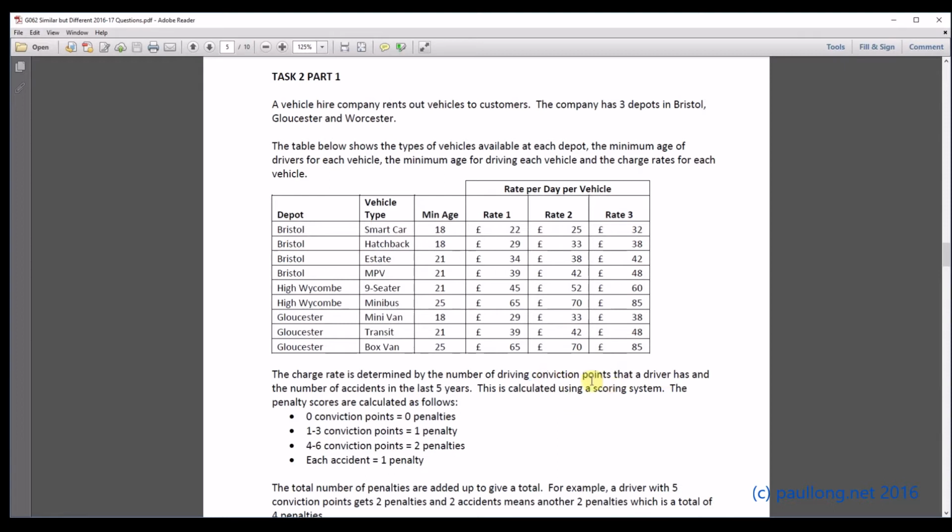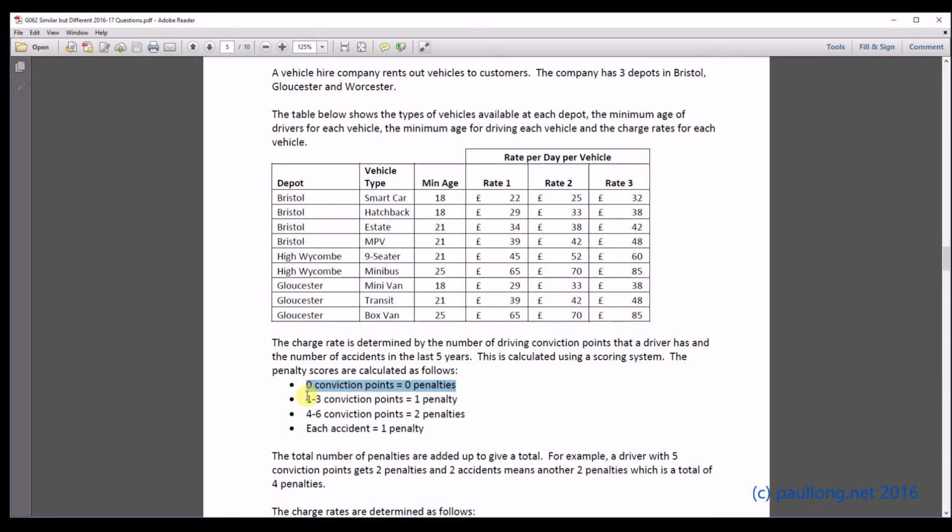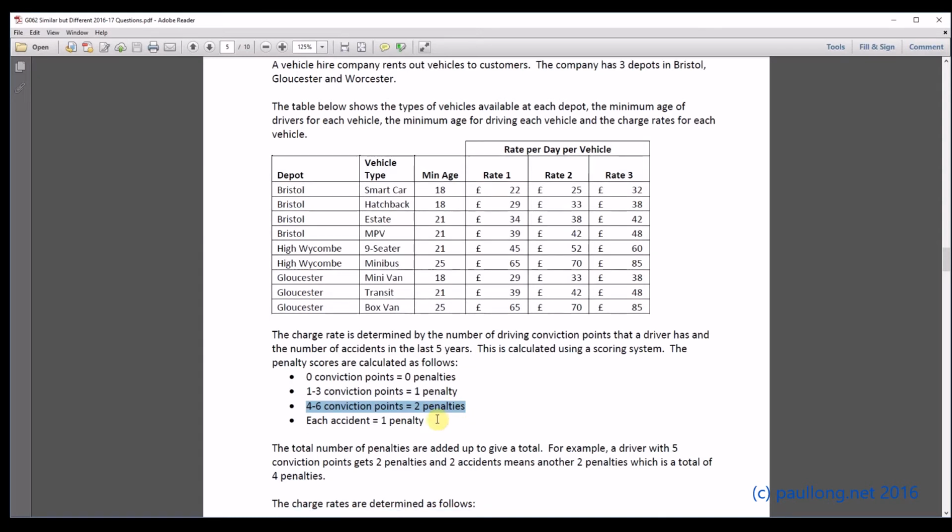And this is calculated using a scoring system. And here's our scoring system. If a driver has 0 conviction points, then they don't get any penalties. If they've got 1 to 3 conviction points, then they get 1 penalty towards our scoring system. And if they've got 4 to 6 conviction points, they get 2 penalties towards the scoring system. And for each accident, they also get an additional penalty.